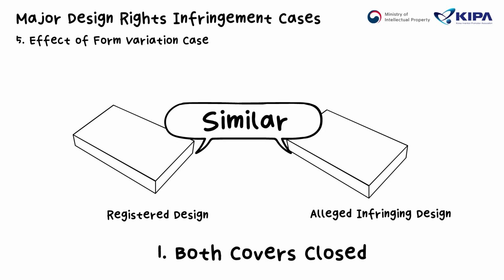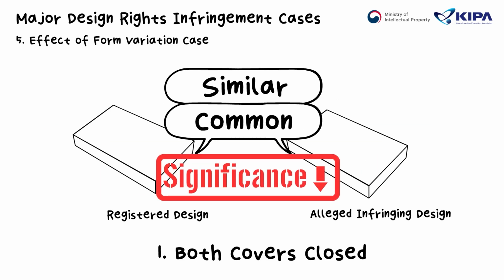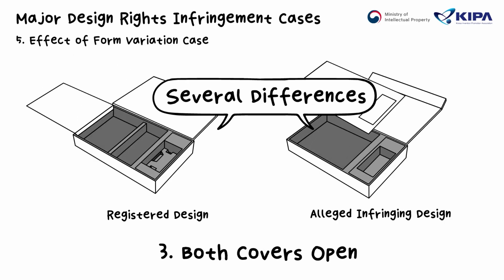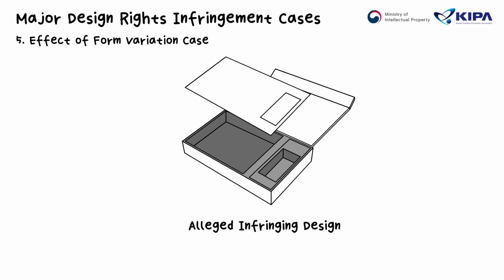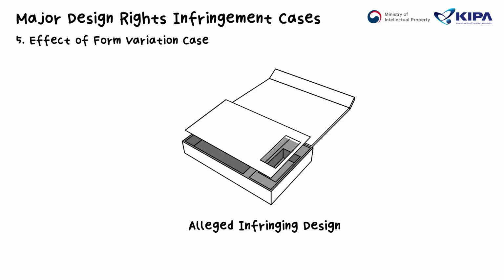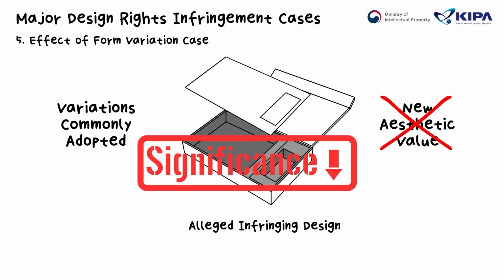Also, the shape and appearance when both covers are closed are common in this product category, and thus not highly significant. Furthermore, when both the inner and outer covers are open, several differences can be observed between the registered design and the alleged infringing design. The latter lacks partitions within the accessory compartment, allows the inner cover to be detached from the main body, and includes a rectangular opening in the inner cover that exposes only the mobile phone while covering the rest of the body. However, these are variations commonly adopted and do not create any new aesthetic value and, therefore, cannot be afforded significant weight.